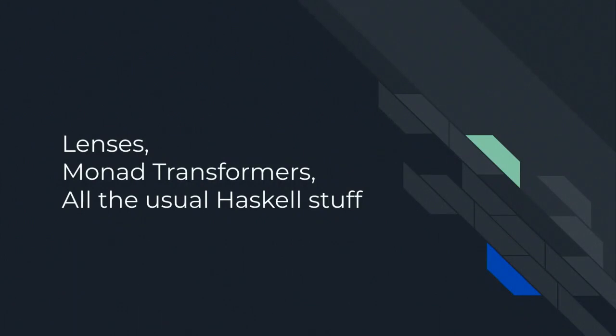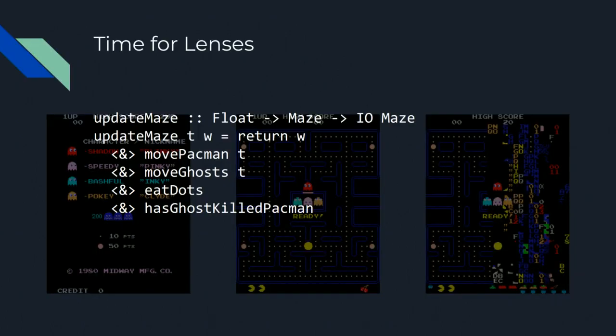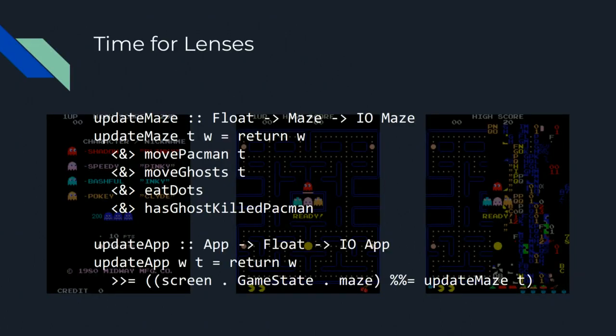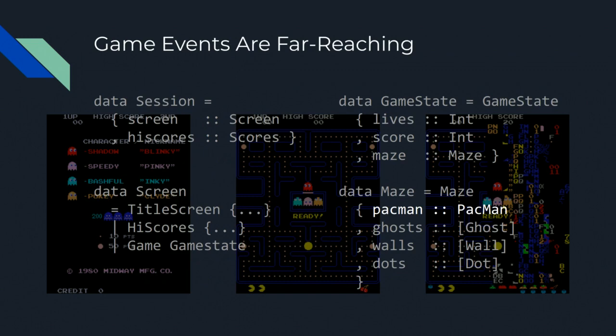This is where we talk about lenses, monad transformers, all the usual Haskell stuff. You're sort of really familiar with all of this stuff. We can just write an update maze function and have that just compose the lenses up to the top level, and we've still got a handler on the top level, which is nice and clean. The trouble is that game events tend to be far-reaching and affect things across the whole thing.